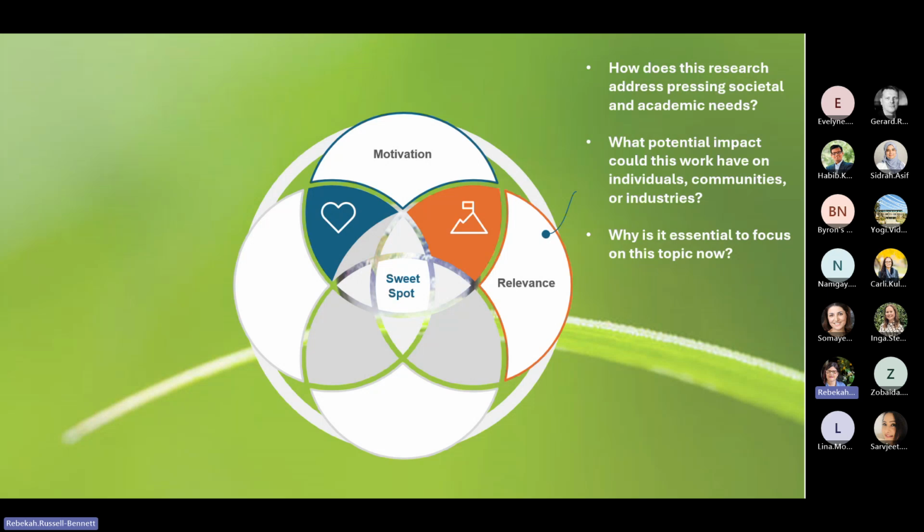Another thing about relevance is, why is it essential to focus on this topic now? Kind of like what I talked about in the journal talk about theoretical implication. Would it matter if this paper never got published? Right? That's the question that the editors are asking themselves. Would it make any difference if this paper got published or not? Or is it just a space in a volume that I need to publish? So how essential is this topic for what we're doing right now? That answers this relevance question.